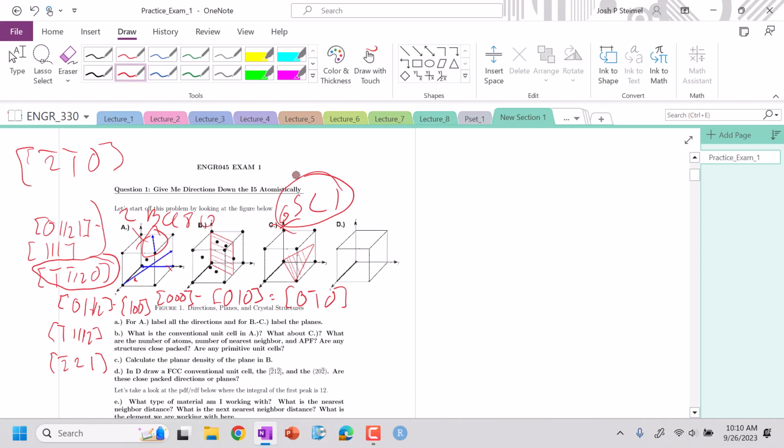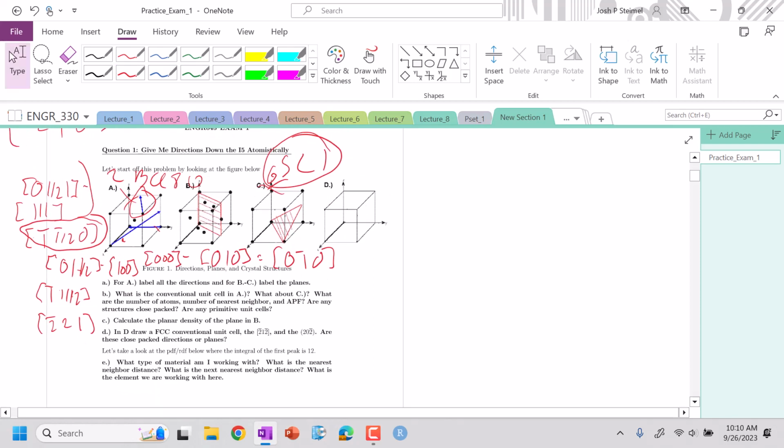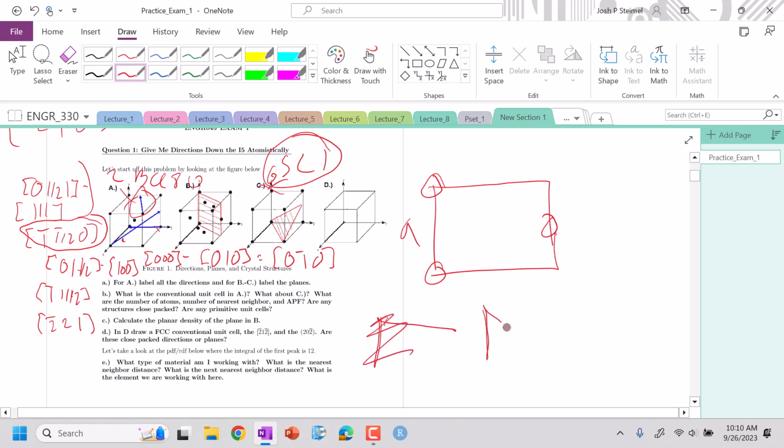Calculate the planar density of the plane in B. So we can go ahead and look at what this is going to look like here. So it's a rectangle. We see that we are only effectively touching an atom here, an atom here, and an atom right here. This distance is A. And if we look at this triangle here, we have an A length here and an A over 2 here.